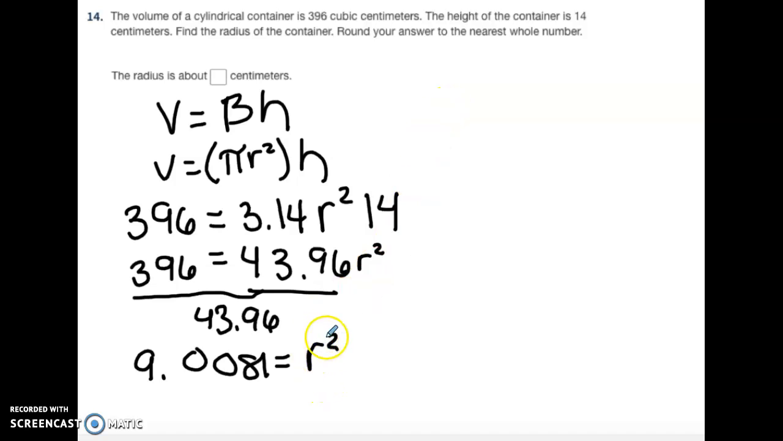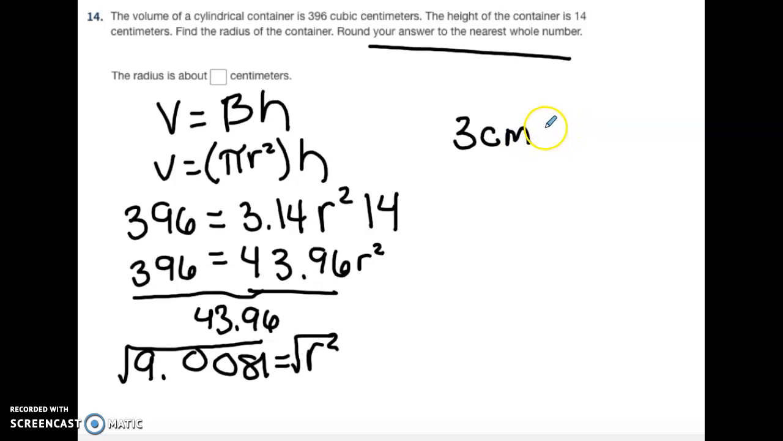Now, we still have r squared. So we want just r. So to do that, we can take the square root of both sides. So let's do the square root of 9.0081. And it tells us to round to the nearest whole number. So we get that the radius is approximately 3 centimeters.